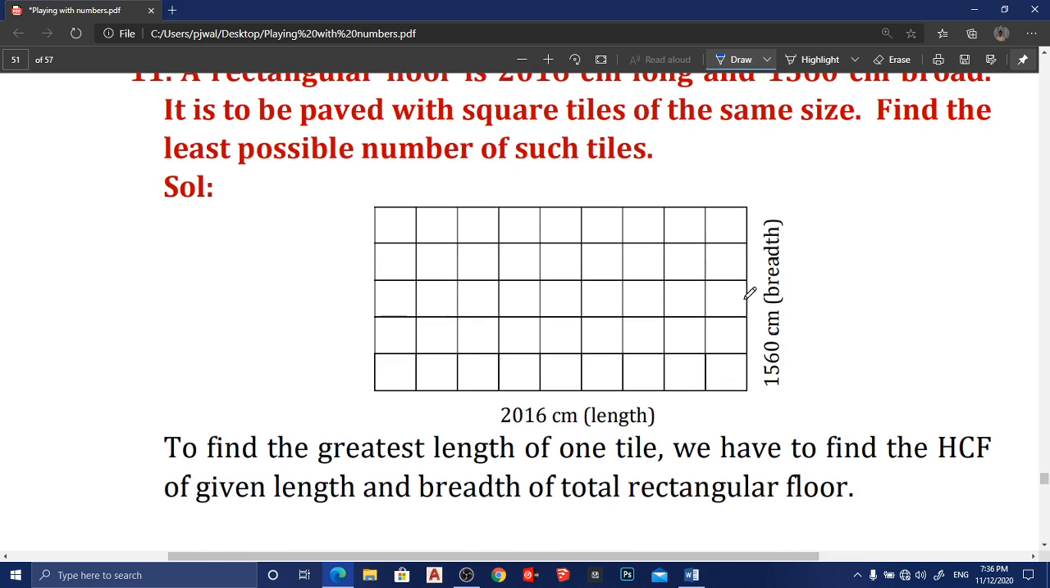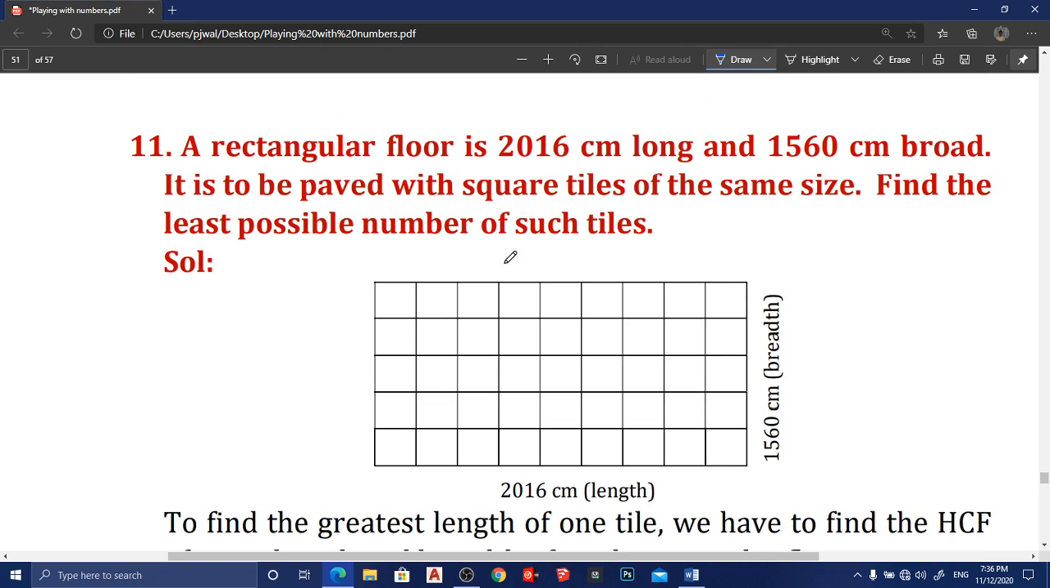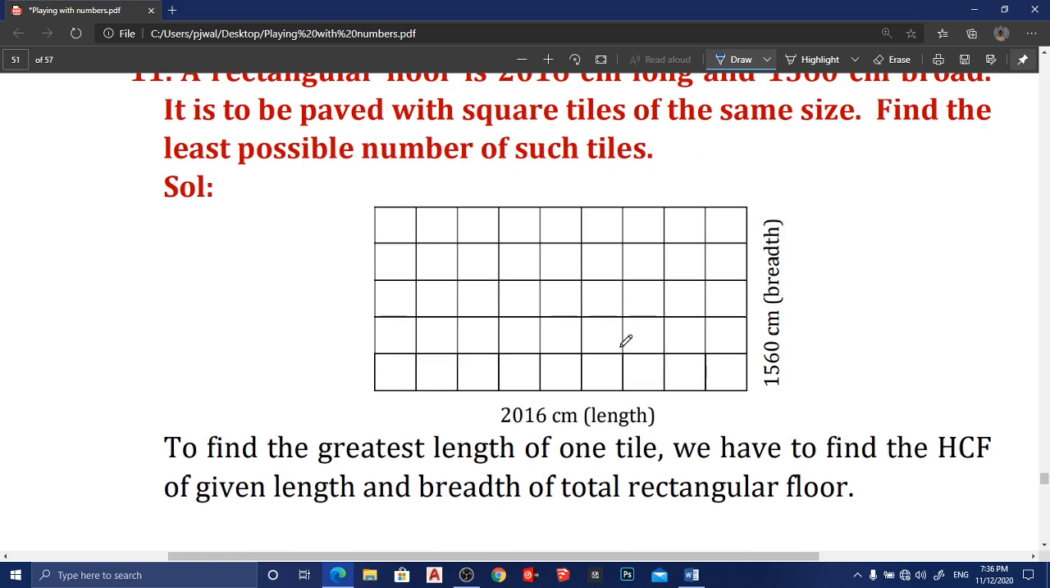So this is a rectangular floor. Okay, this is a rectangular floor which has length 2016 centimeters and breadth 1560 centimeters. It is to be paved with square tiles like this. Square tiles which have the same size. Now find the least possible number of such tiles. How many tiles it requires to pave here, you have to find out.